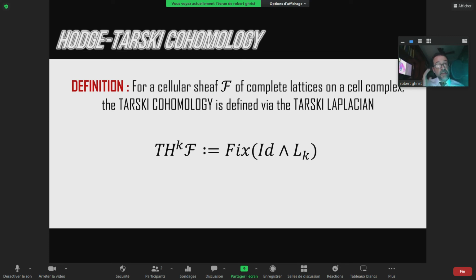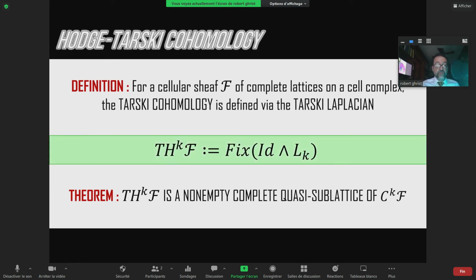If I take the Laplacian on k-cochains and I meet that operator with the identity, I have a discretized heat equation. If I look at the fixed point set, at what that diffusion operator converges to, morally that's like the Hodge theorem. That ought to be giving me the harmonic cochains, something isomorphic to cohomology. So let's just call it the Tarski cohomology.